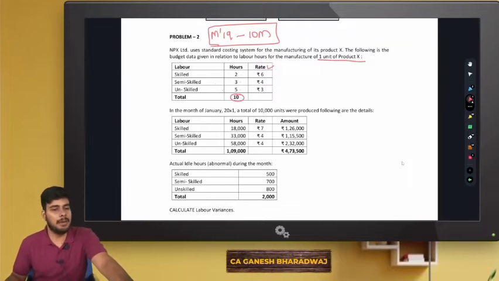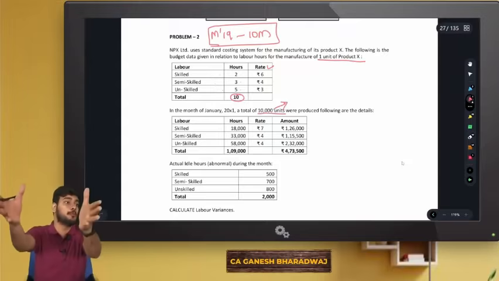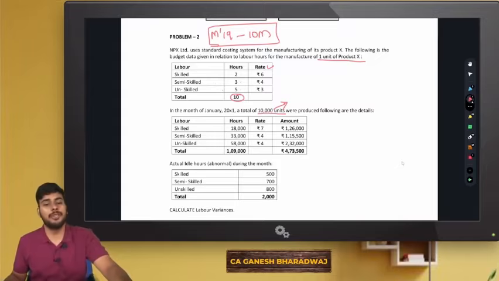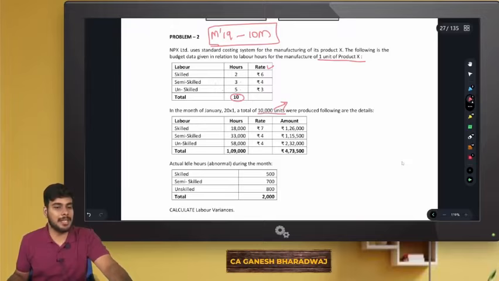Next. In the month of Jan 20X1, a total of 10,000 units were produced. Is this data relevant or not? Absolutely relevant. This is the actual quantity of output. Based on this only, I will calculate my standards. Correct or not? Fine. Were produced, following other details. Now, what have they given here? Skilled, semi-skilled, unskilled. Hours, rate and amount. This hours is what? Actual hours worked or paid? Here they have given some actual idle time below. Okay. Is this actual hours worked or actual hours paid?